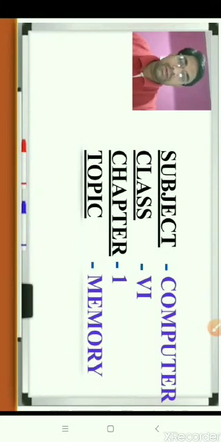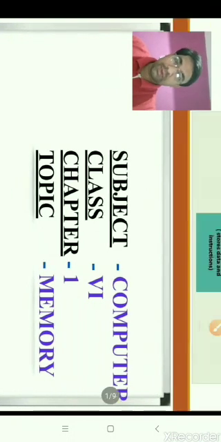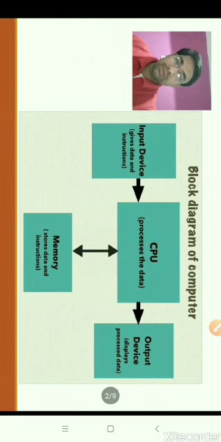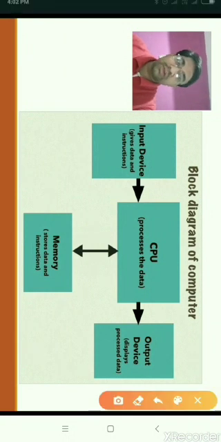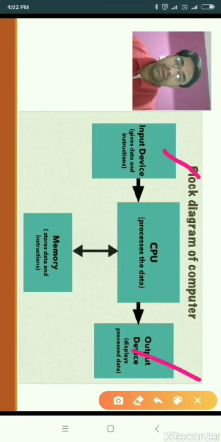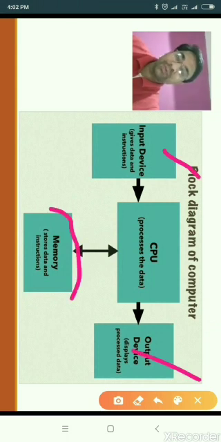How are you all? This is Durgesh Pandey, your computer teacher, and today we are going to start a new topic of chapter number one, that is computer memory. So dear students, you know that there are four basic components of computer: input device, CPU, output device and memory. In the previous video, you have studied about input device and output device. Now in this video, I will explain what is computer memory.